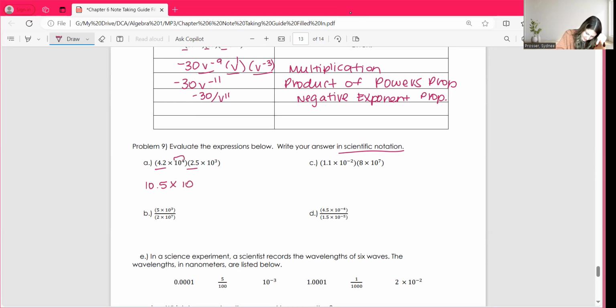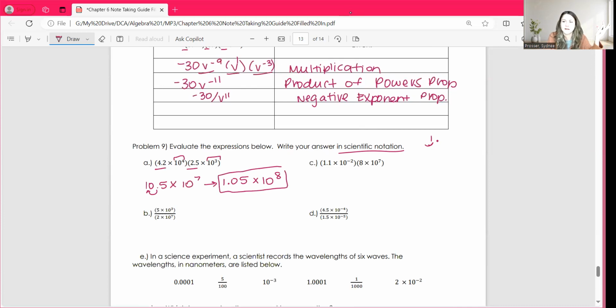This part right here, again, multiply variables, add the exponents. I'm going to get 10 to the 7th. When we're writing in scientific notation, we have to only have something in the 10th place here, so it only has to go over 1. So if I have to move this decimal to the left, that's going to become 1.05 times 10 to the 8th because I moved it to the left. And here's my final answer.